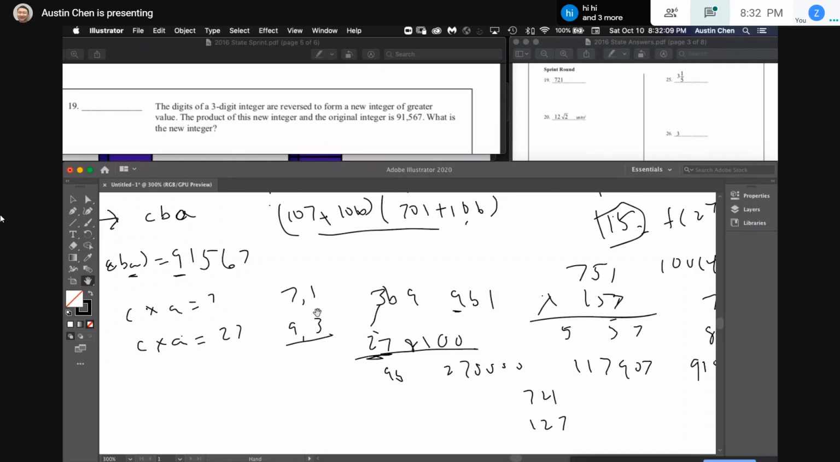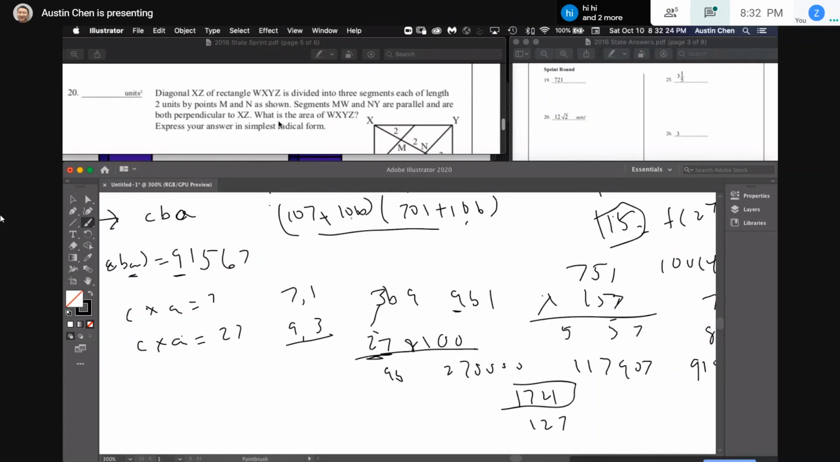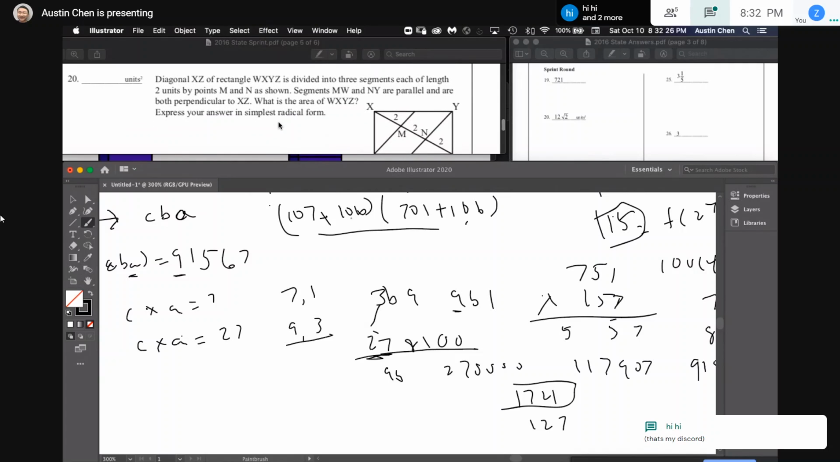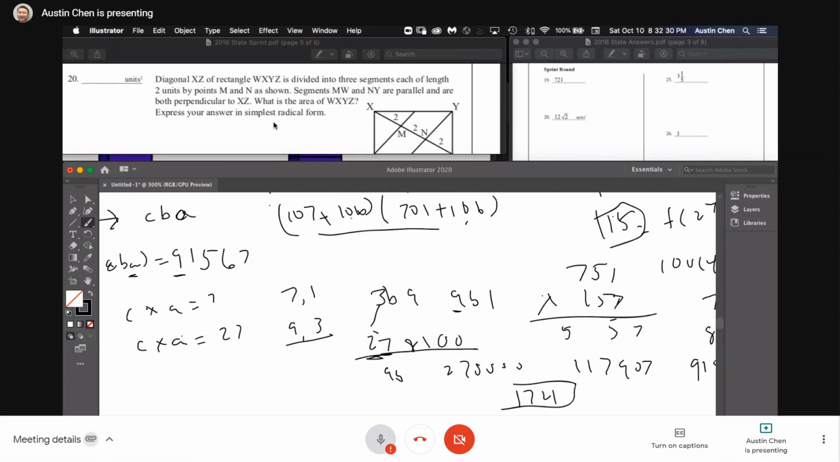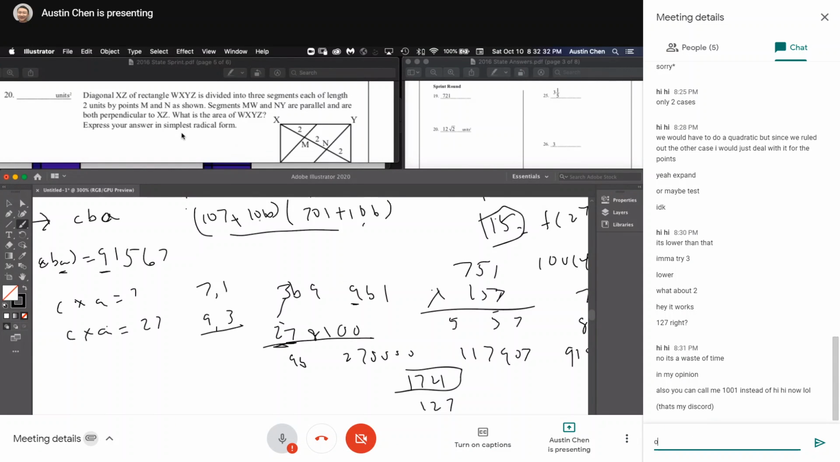Yeah, sure. Yeah, it's not too bad. So then our new integer, which has to be our greatest integer, is going to be 721. So that's your answer. Okay.